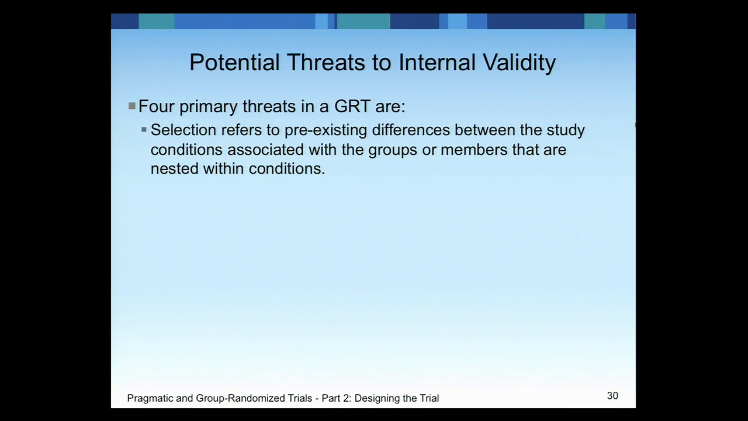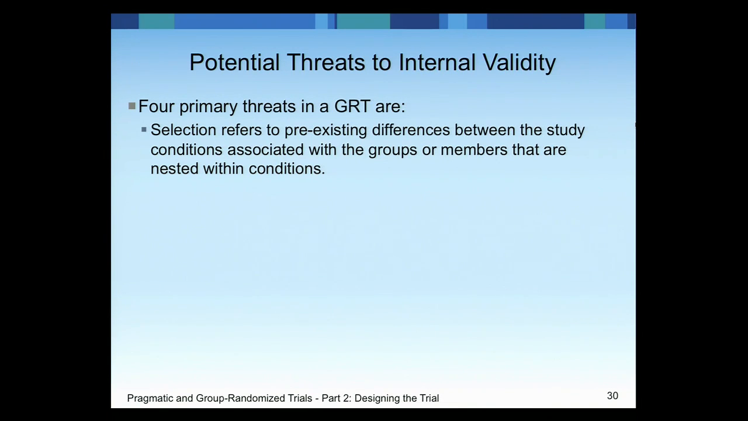The other reason is that every time I wrote a grant application to send to NIH that proposed a group randomized trial, I included a section at the end of the application on threats to the validity of the trial and the solutions that we have used in designing the study. And I talk about these 4 issues. The first one is selection.